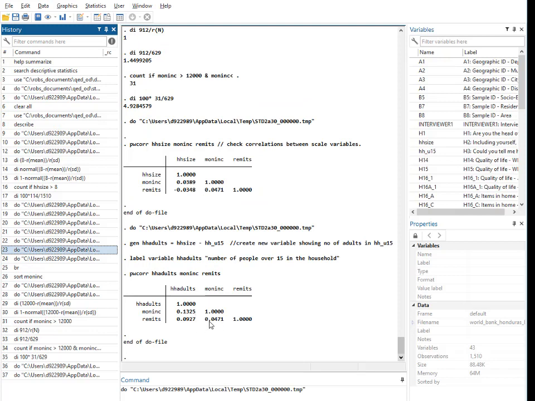So marginally stronger correlations. It's not very high, 0.13 is quite low between adults and monthly income. Remittances, very small between remittances and monthly income. But slightly higher here at least. But still not very convincing correlations.